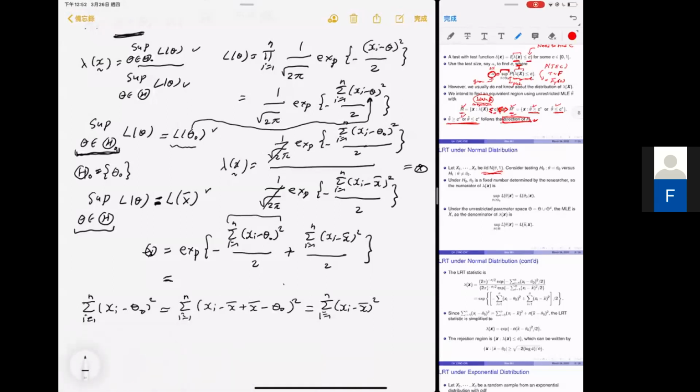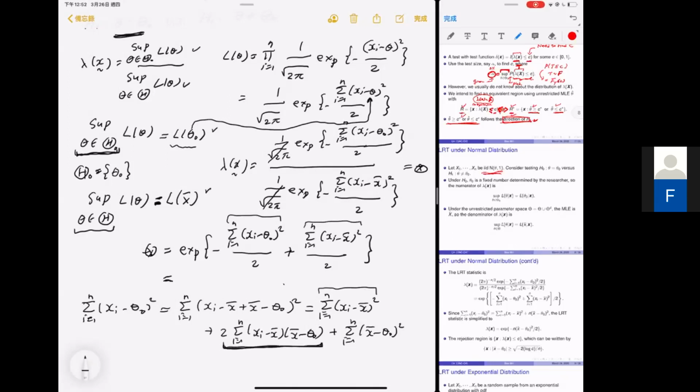Right here, I do have plus 2 summation i from 1 to n, xi minus x bar times x bar minus theta 0. Then right here is summation i from 1 to n, x bar minus theta 0, then taking the square. It's nothing but (a plus b) squared, which is a squared plus 2ab plus b squared. The reason for that is I'm looking for this guy to cancel out with this guy, to simplify. And then what's this?